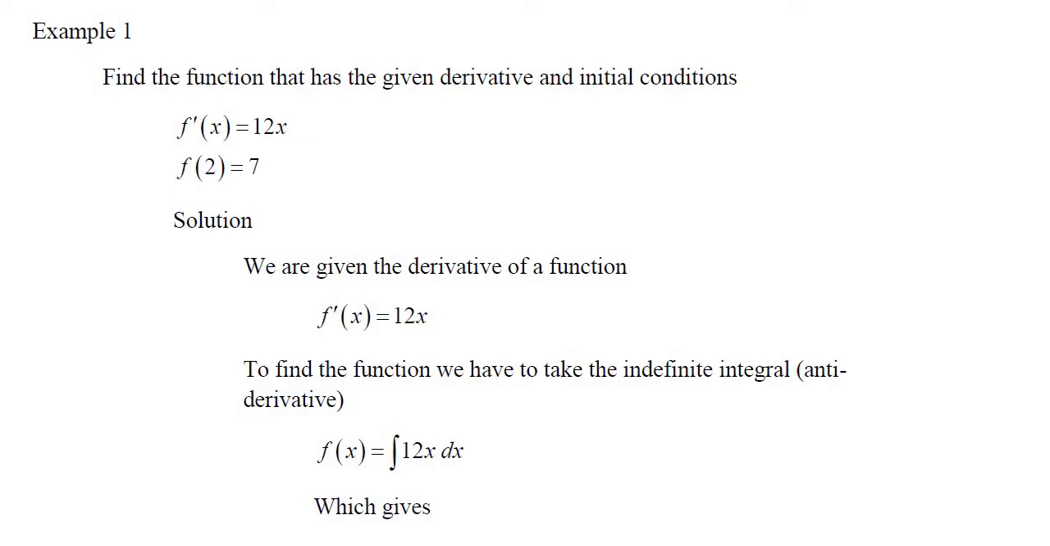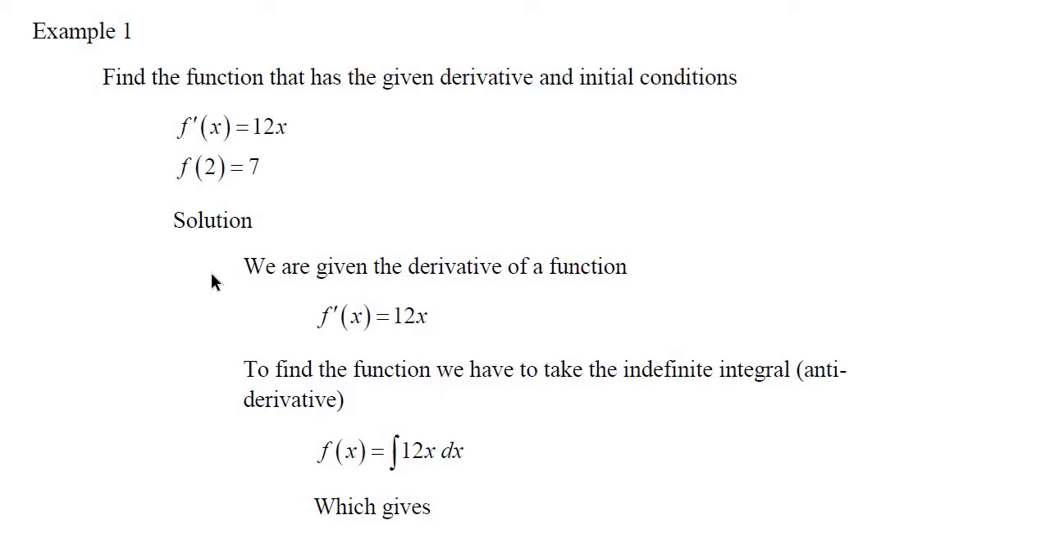Find the function that has the given derivative and initial conditions. So f prime of x, the derivative of f, is equal to 12x. And f of 2 is equal to 7. So on our function, when x is equal to 2, the y value is equal to 7. So let's take a look at the solution.